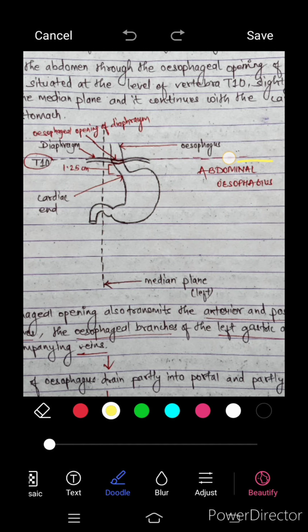Now let's see the figure of abdominal part of esophagus. So the esophagus is 1.25 cm long. It enters the abdomen through the esophageal opening of the diaphragm situated at the level of vertebrae T10, slightly to the left of the median plane, and it continues with the cardiac end of the stomach.